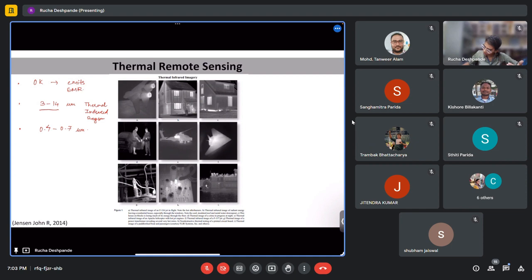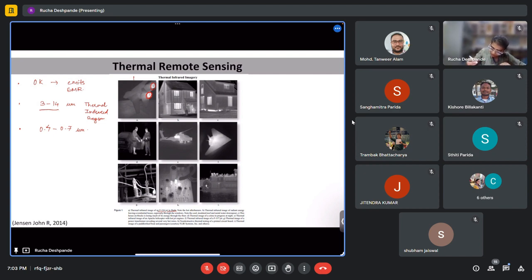So yeah, look at these images as an example. Here, this is the first image. This is the thermal infrared image of this F-116 jet in flight, and we see that these portions of this jet are appearing brighter than the rest of the image. So we can interpret that these portions of this jet engine are emitting higher energy as compared to the rest of the parts of this jet.